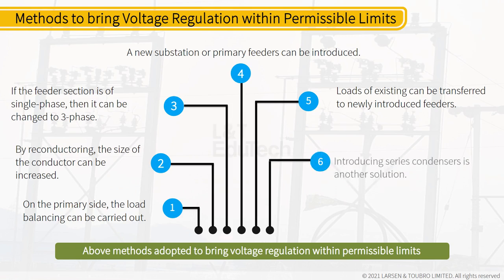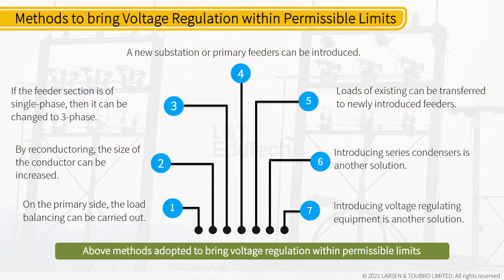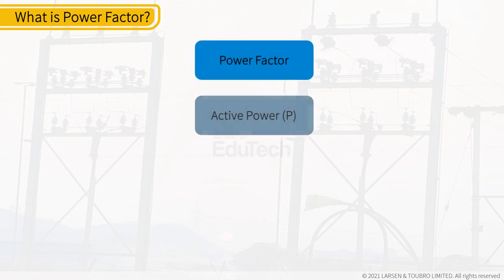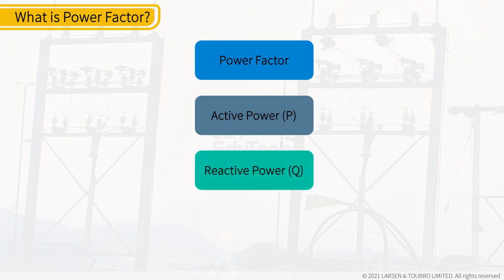Introducing series condensers is another solution, and introducing voltage regulating equipment is another solution. Let's understand the definition of following terms. Power factor, active power P, reactive power Q, and apparent power S.